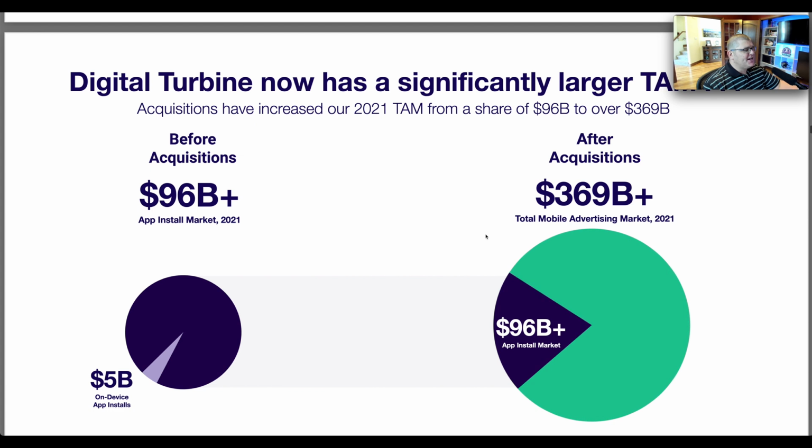Before acquisitions, $96 billion market cap, 5 billion on-device app installs. Now look at this. You got 96 billion plus app install market, and then the total mobile advertising market, 369 billion. So I want to stress, this is total addressable market. This is not going to be their revenue necessarily, but the pie is even larger that they can go after, and therefore they can create more revenue, more profits, and so on. So they should be able to continue to grow.